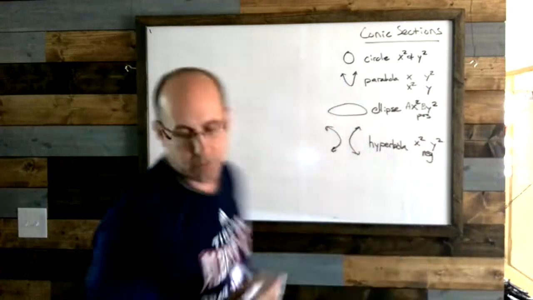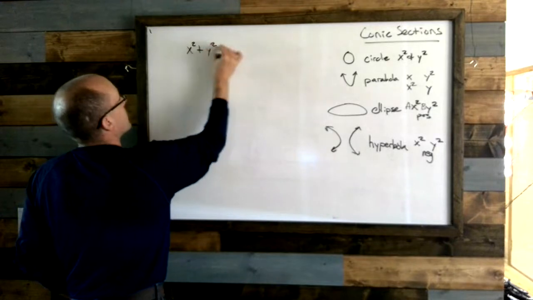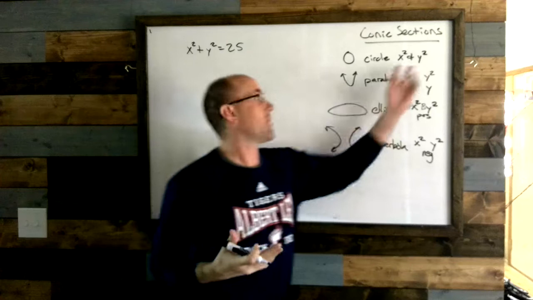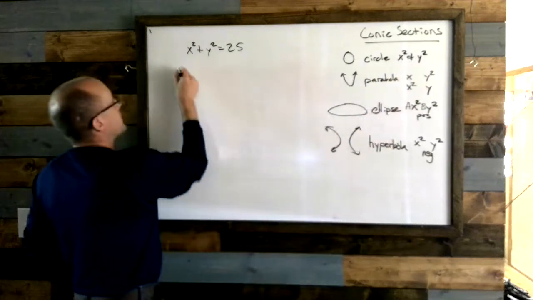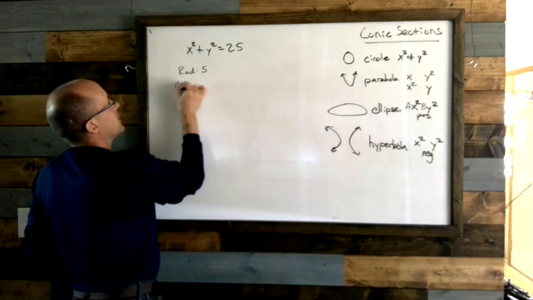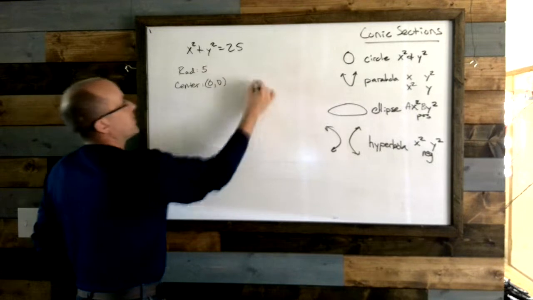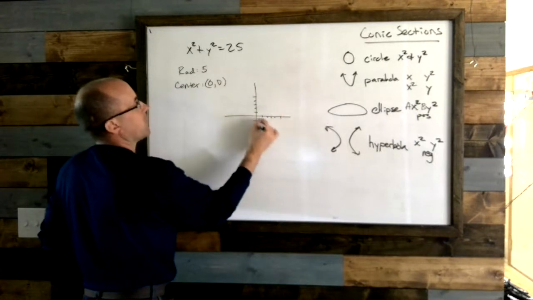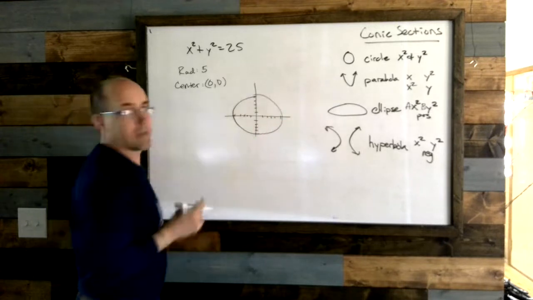So let's look at the first one. We've got x squared plus y squared is 25. Now I see an x squared and a y squared. They're the same values. They are both positive. That makes a circle. The radius in that case is equal to 5, and the center is, in this case, 0, 0. So you would just simply make a graph, 1, 2, 3, 4, 5 in each direction, and you sketch it like that, okay?